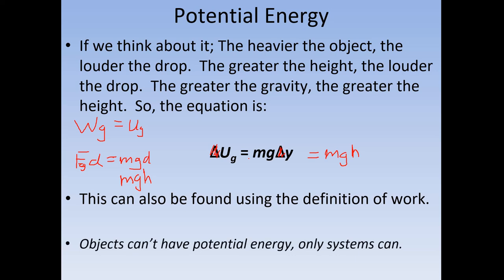Now, this actually leads me into a very important statement, a statement that may not make a whole lot of sense right now, but you'll see it in one of the later questions that we do. Maybe not in this video, but in one of the practice problems we do. And the statement is that objects can't have potential energy, only systems can.